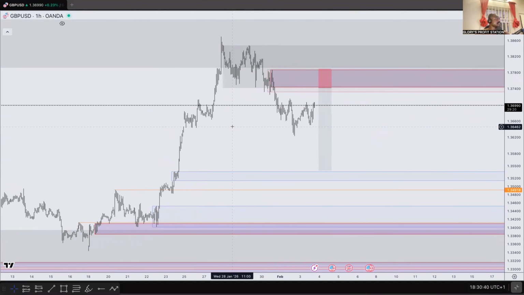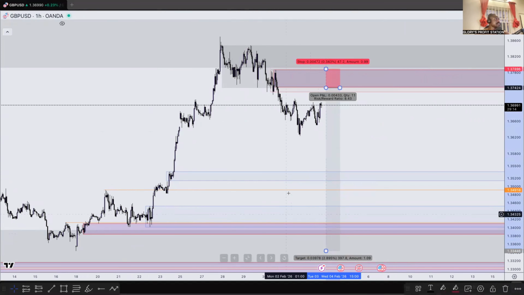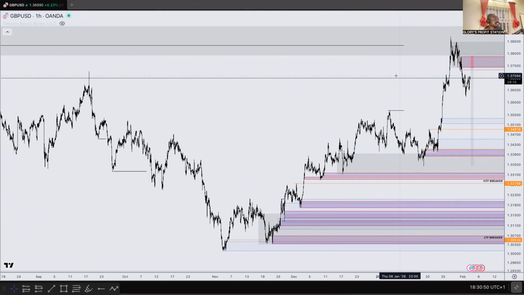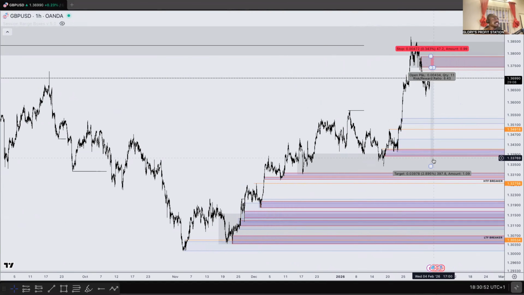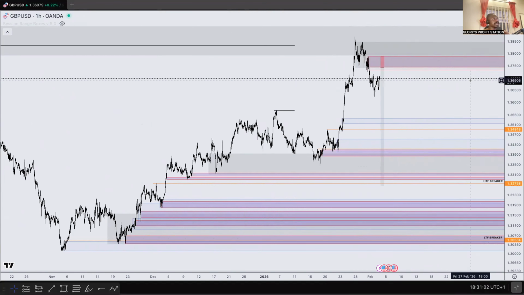Okay. At the end of the day, it's very possible for us to see price back at these levels. So that's a 1 to 8 risk to reward. It's very possible to see price back at some of these levels, okay? You can do 1 to 10. All right. So this is swing potential.